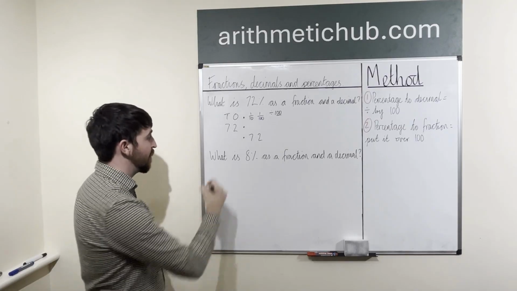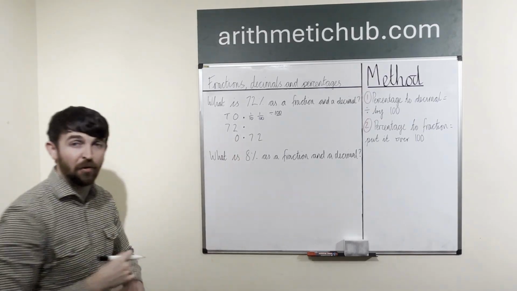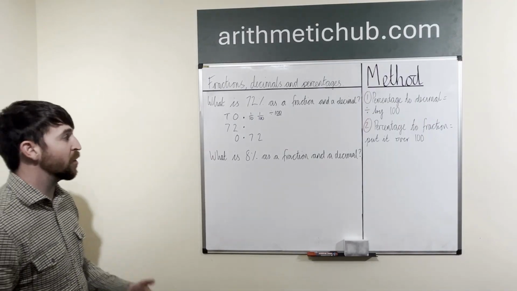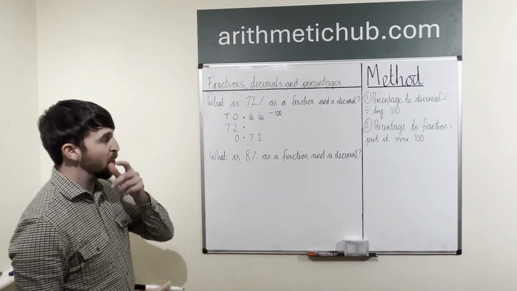Now, what's better to write is 0 before the decimal point, so 0.72, with the 0 in the ones column. So, as a decimal, 72% would be 0.72.